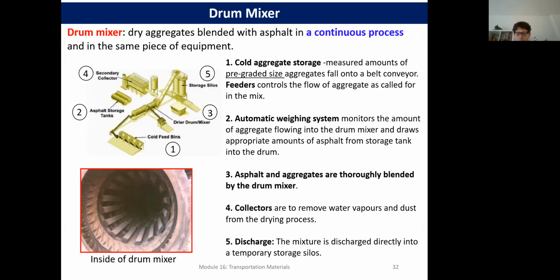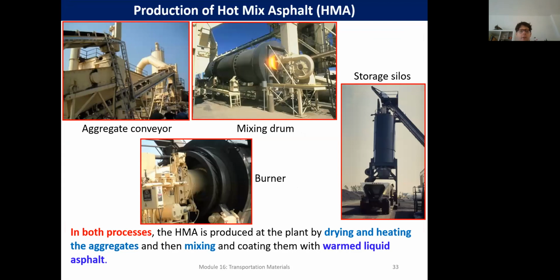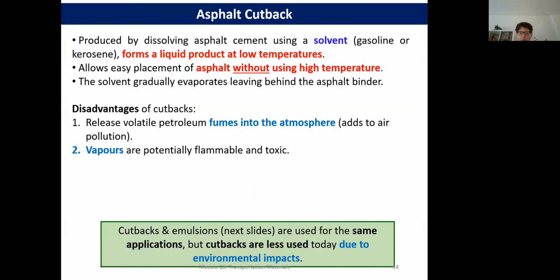The mixture is discharged directly into temporary storage silos. And so these are some illustrations of the various technologies that you may encounter. In both processes, the hot mix asphalt is produced at the plant by drying and heating the aggregates, and then mixing and coating them with a warm liquid asphalt.